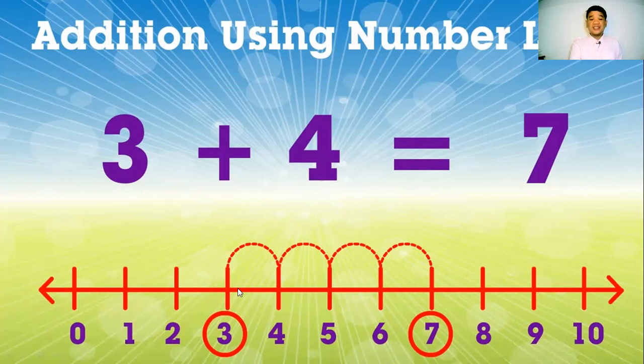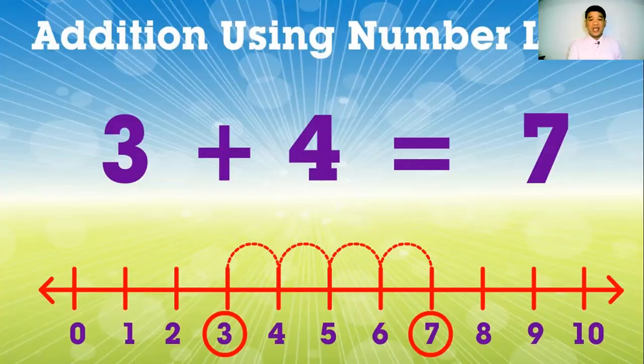In the given example, we have 3 plus 4 equals 7. So we have the steps here. This is the first given number, which is 3, and this is the second given number, which is 4. So starting from 0, 1, 2, and 3, 3 stands for the first given number. Plus 4: from 3 going 1, 2, 3, and 4. So that is 7. That is how you will use the number lines.